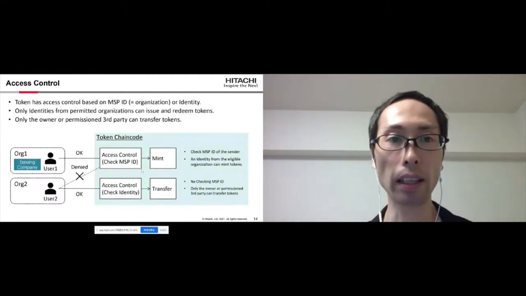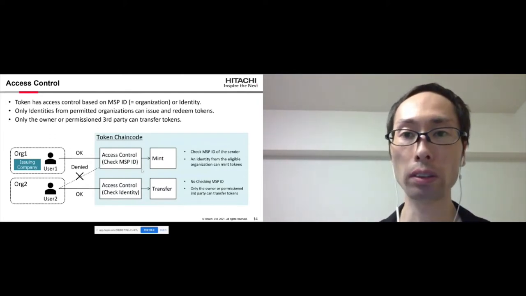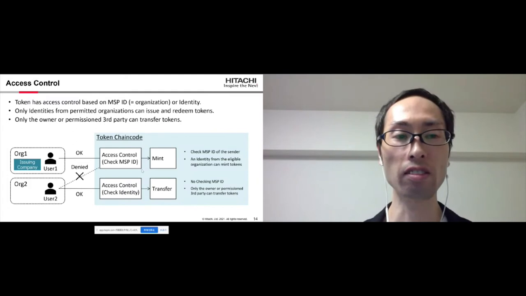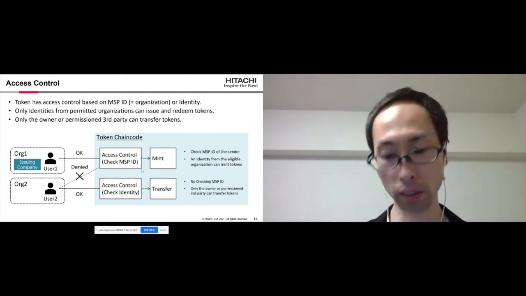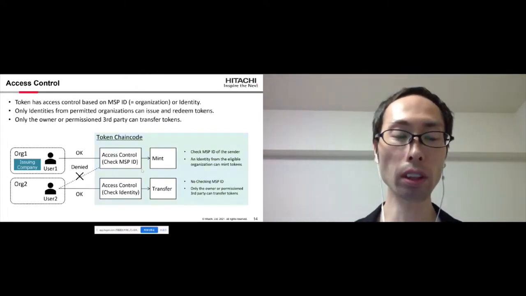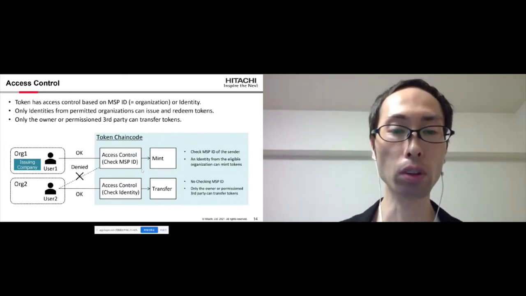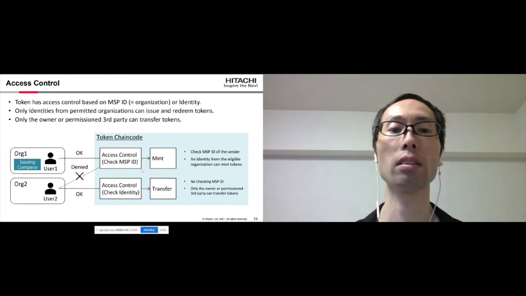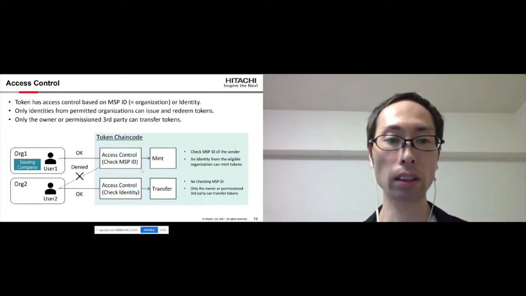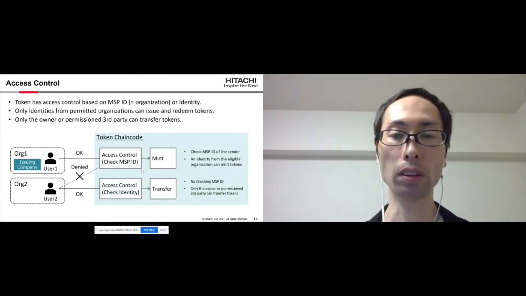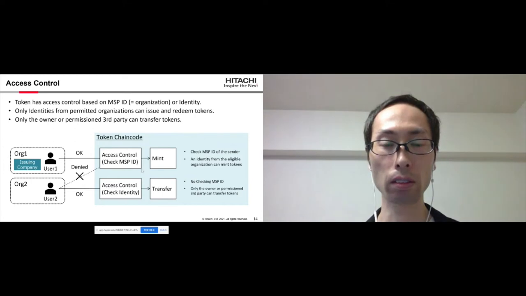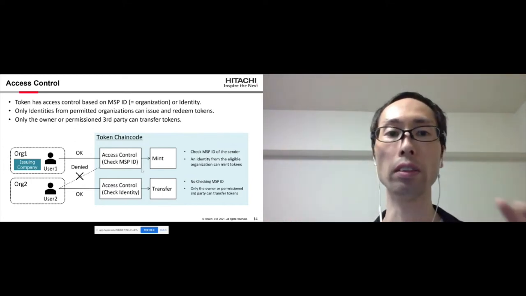Token smart contract has access control policy based on MSP ID or user identity. Only identities from a permitted organization can issue and redeem tokens. In this figure, Org 1 is an issuing company, so anyone under this organization can issue a token because it passes access control. On the other hand, user 2 at Org 2 cannot issue token because it doesn't have a valid MSP ID. For transfer, only the owner or a permitted third party can transfer tokens. Now, user 2 can transfer his or her token because he or she is an owner. So this is just a reference implementation. You can customize the access control policy to satisfy your use case.